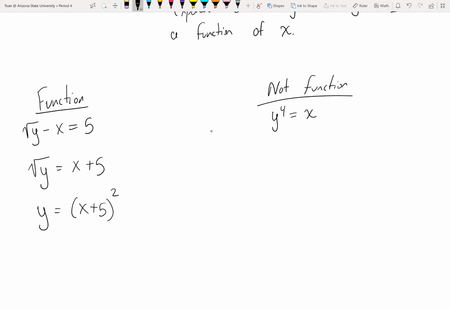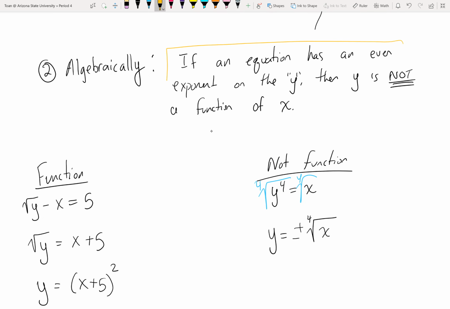Okay, I want to solve for y. So to solve for y, I have to take the 4th root of both sides. That gives me y equals, hey, I took an even root to solve an equation, so it's going to be plus or minus the 4th root of x. So hopefully in this case we can see whatever number I plug into x, say the number 1, I'm going to get a positive 1 out and a negative 1 out. That's 2 y's for 1 x. That violates the definition of a function, right? So you could do this work every single time, or the shortcut idea: if y has an even exponent, automatically it is not a function.